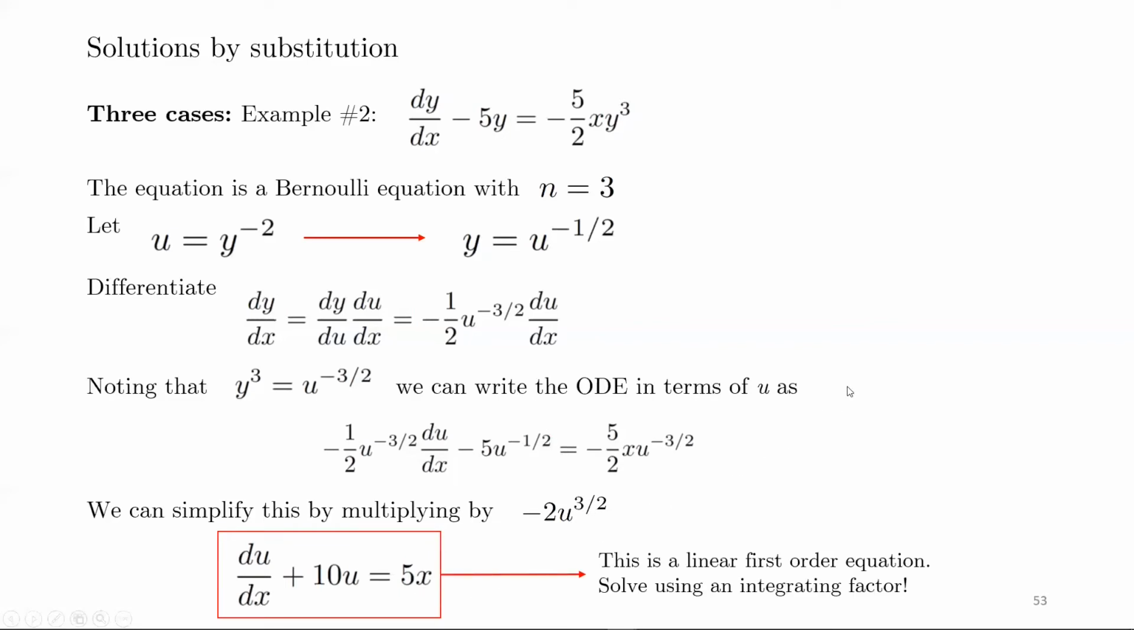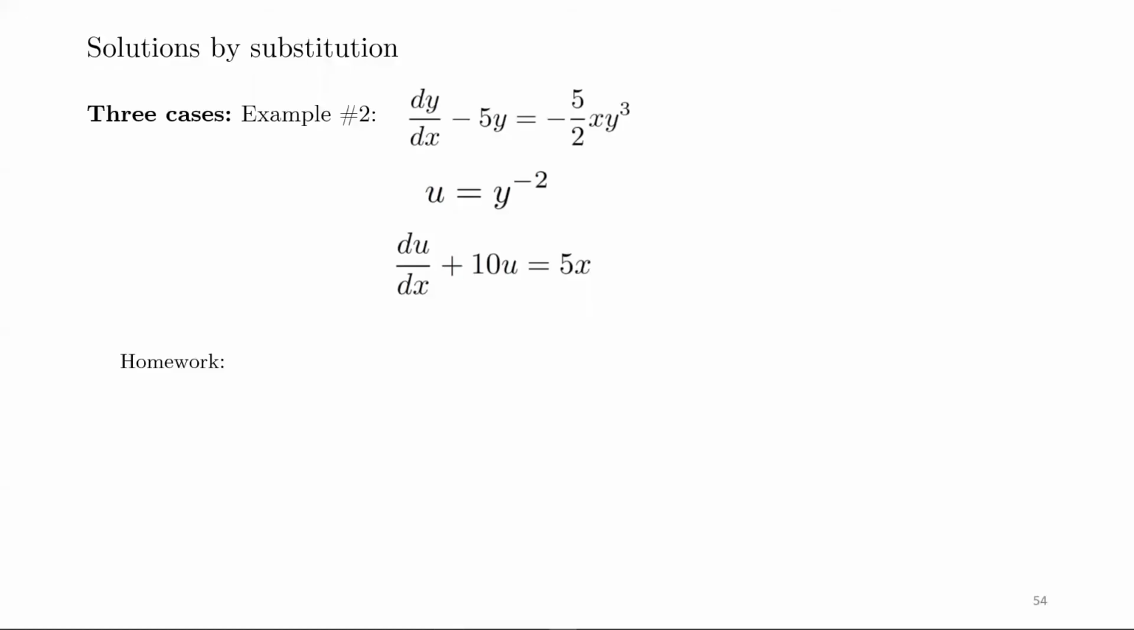So this is a linear first order ODE, and we can solve this using an integrating factor. To summarize what we've done here, we've taken a nonlinear ODE, which turned out to be a Bernoulli ODE. We've used the substitution u equals y to the power of negative 2. And using that substitution, we turn this equation into a first order linear equation in the new dependent variable u.